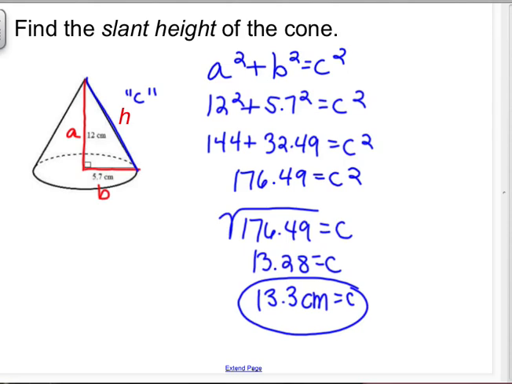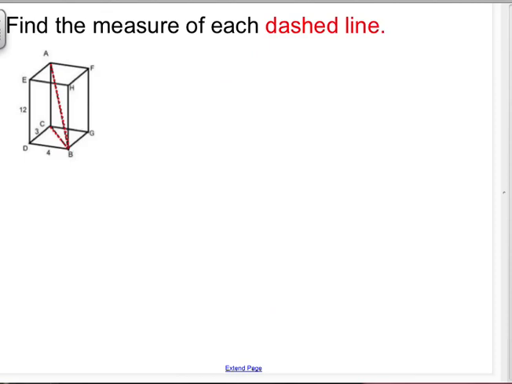13.3 centimeters would be the slant height. Now check it. Is that the longest side? Because it needs to be. Yes, it is. Well, we are down to just one more example of how to use the Pythagorean theorem and apply it to three-dimensional figures. This is the last one we're going to do.